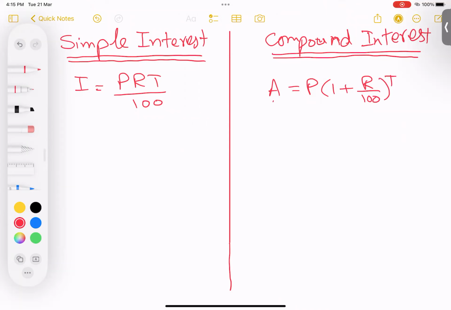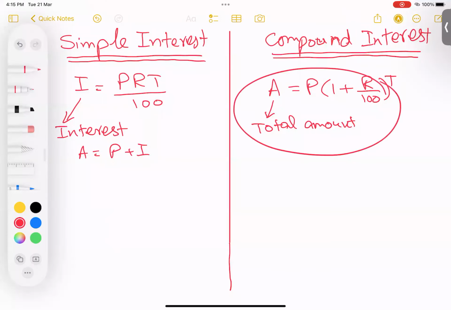This A stands for total amount. Make sure, total amount. Whereas this is not the total amount. This is called interest. Interest means profit. So in simple interest, whenever we need a total amount, A is equal to P plus I. We use this formula.